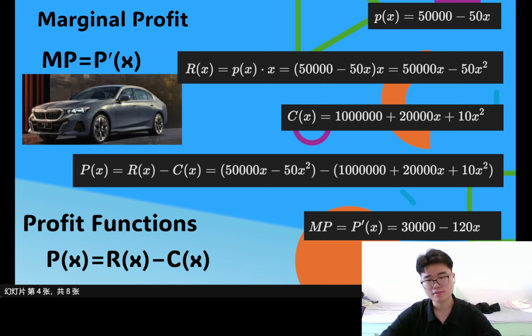Marginal profits play an important role in economics too. It also helps companies decide how to produce to maximize the profits. Okay, let's move on to the next parts.